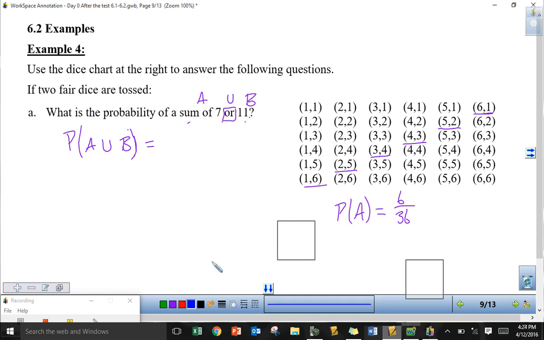Okay, we also want to look at event B, or the sum of 11 here. So looking at my chart here, none add up to 11 until right down here. Okay, and again, they're symmetrical, so we can follow the diagonal there.